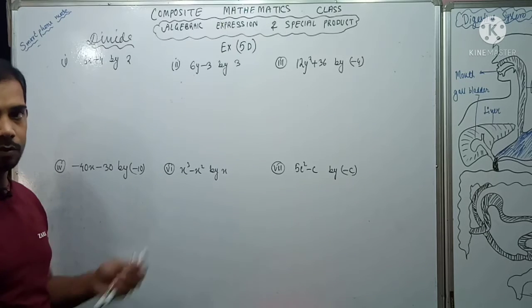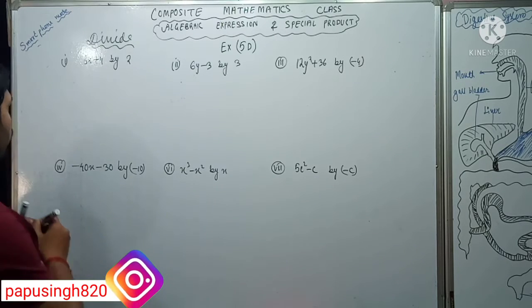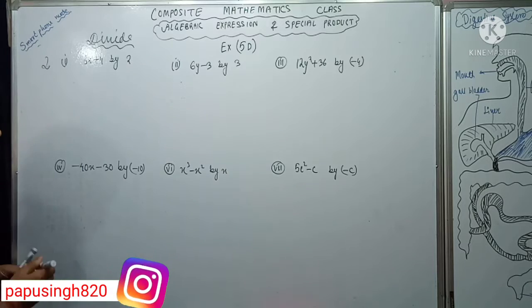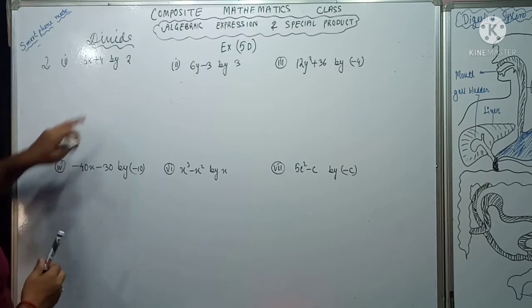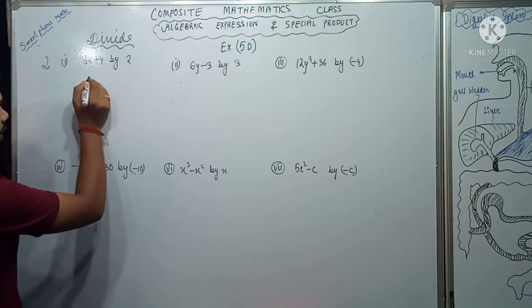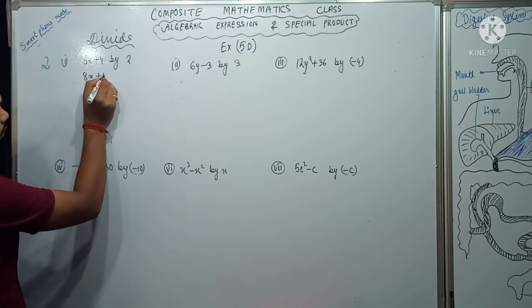So hello students, now we have question number 2. So we will do question number 2. See what is given: 8x plus 4 divided by 2. So it is asked to divide. So in place of "by" we will write the divide sign. So 8x plus 4 divided.